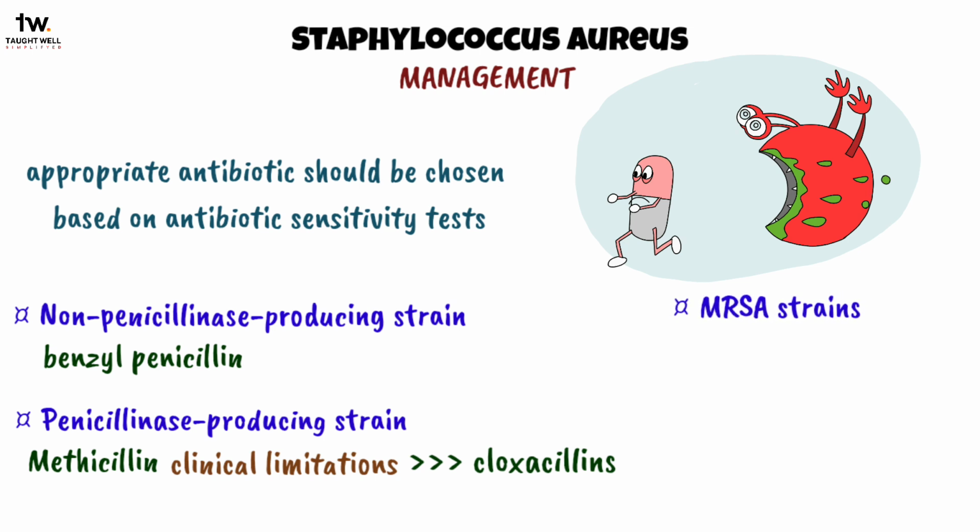However, because of limitations in clinical use of methicillin, cloxacillins are used instead against penicillinase producing strains. Whenever MRSA strains are identified, vancomycin is a drug of choice. And lastly, for vancomycin-resistant Staphylococcus aureus strains, linezolid is a drug of choice.